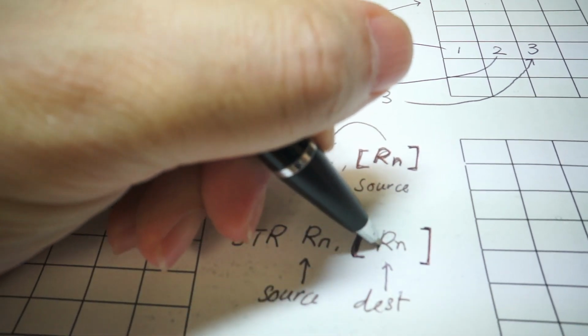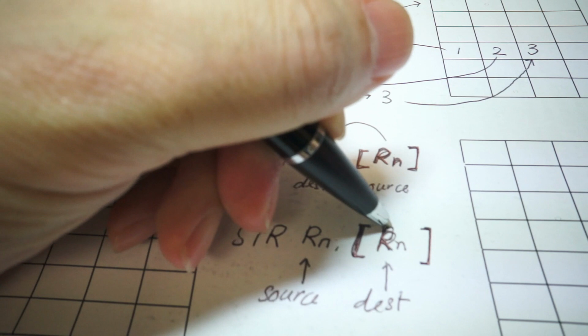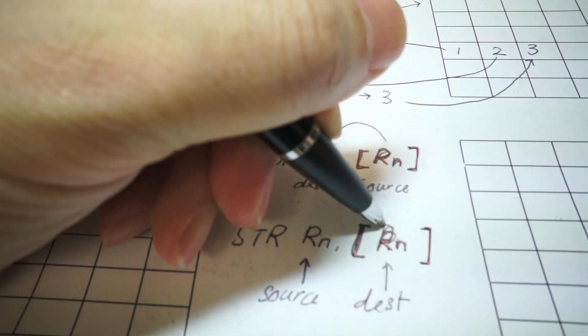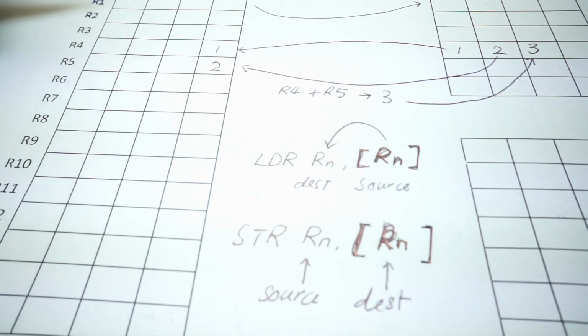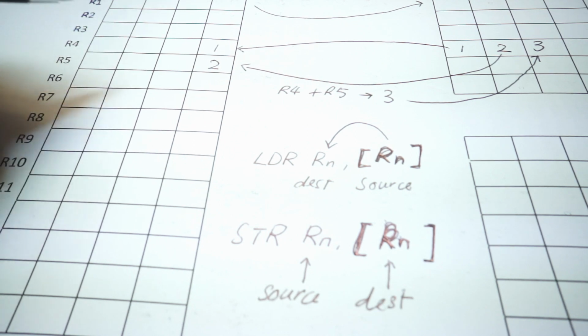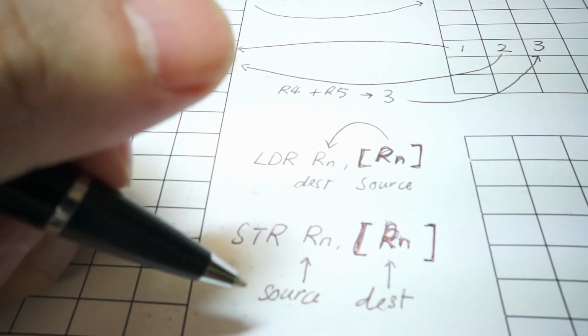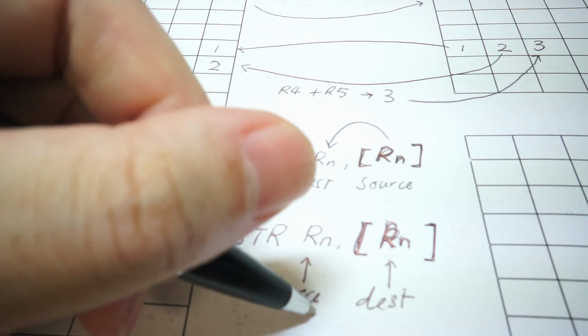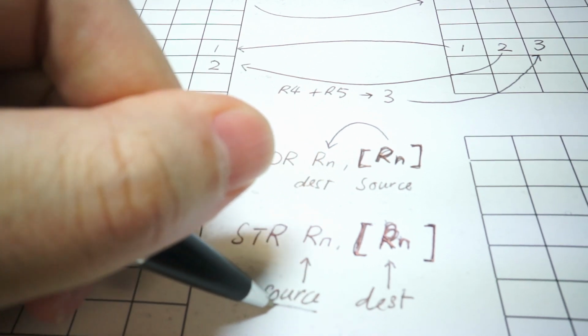Similar to the load instruction, the register inside the square bracket holds the value of the memory address. This is one of the few instructions where the first operand is the source instead of the other way around.